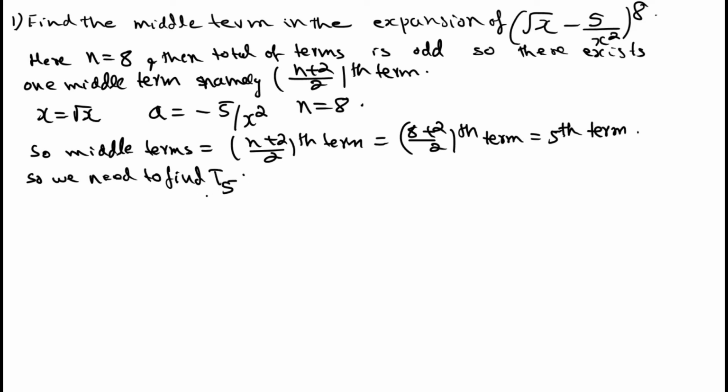Okay, in our previous sessions we studied how to find T5 or T6 or T7 values, right? The general term formula is T(r plus 1) equal to nCr into x to the power (n minus r) into a to the power r. See, the 5th term is the required value. Then what is the r value? We know the r value is 1 less than the required value. We need to find the 5th term, so the r value is equal to 4.